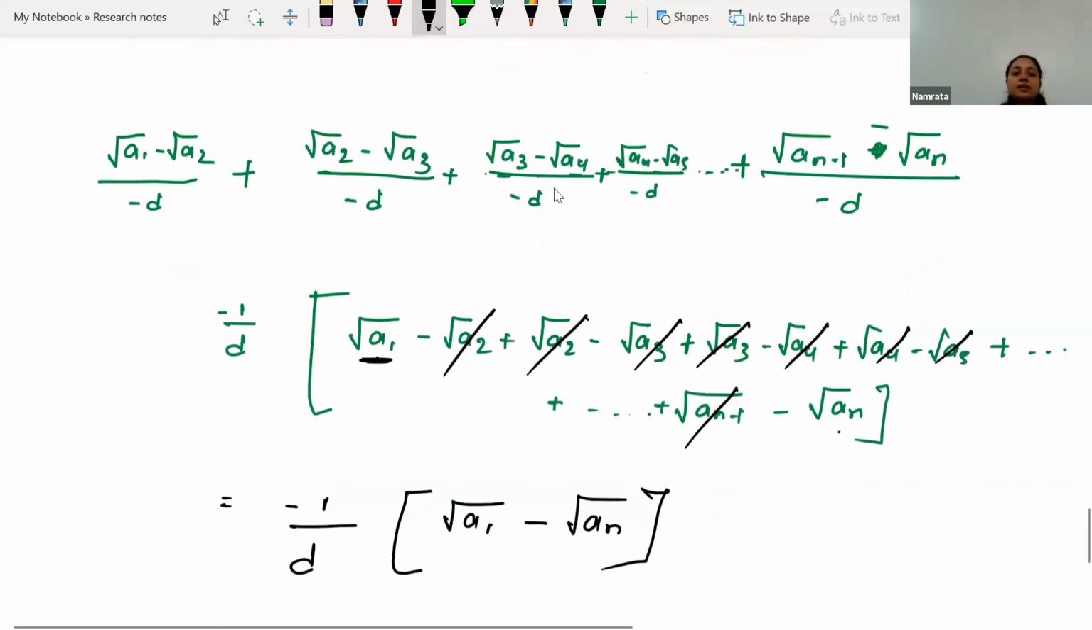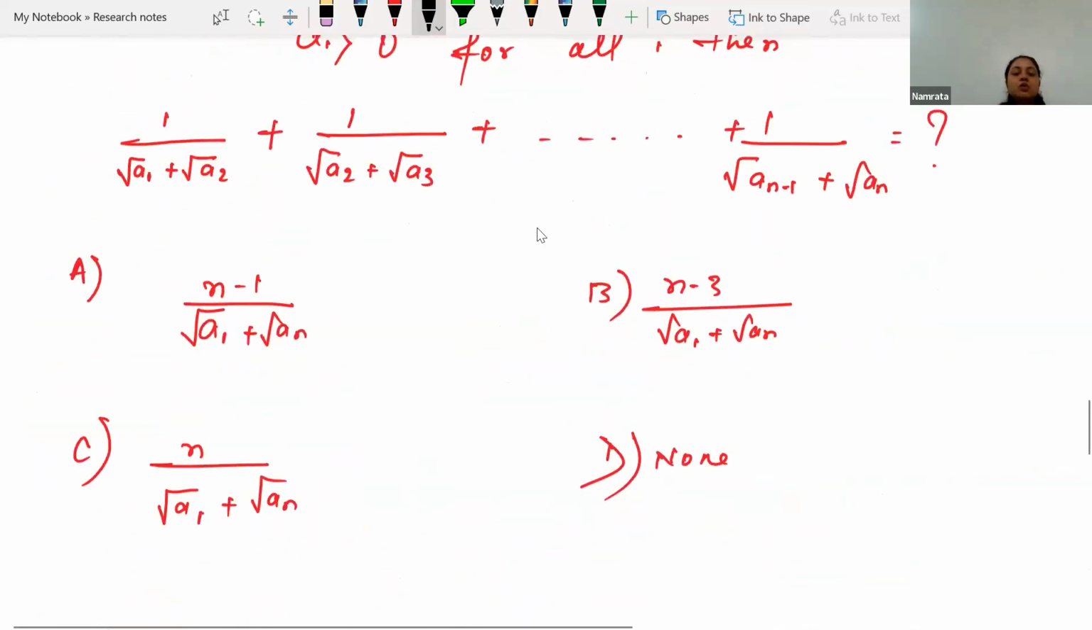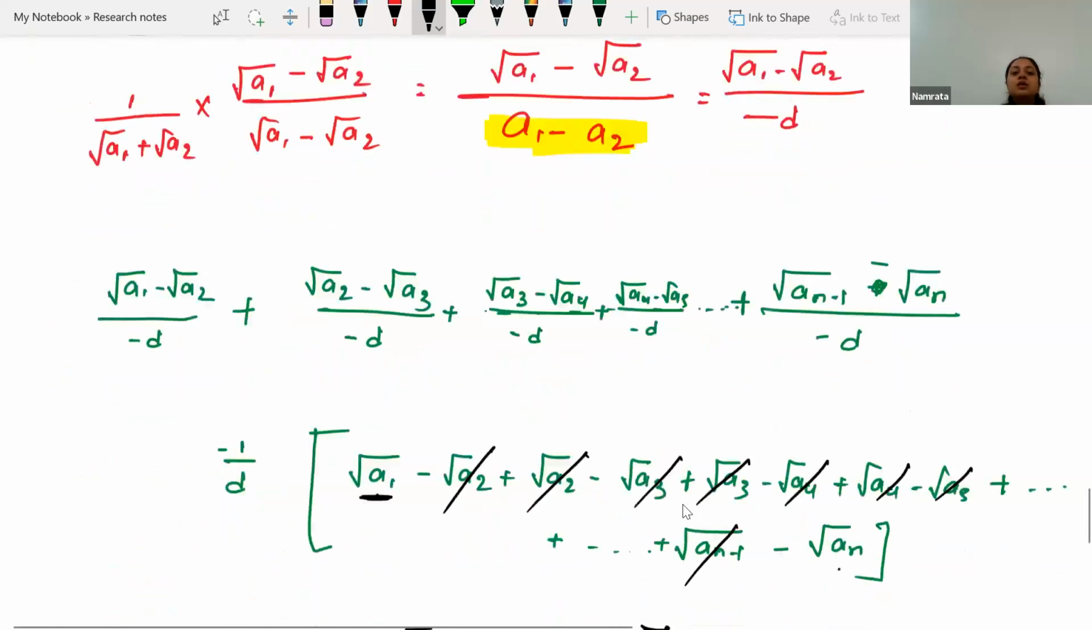Is there any option like this? Let's check. No. Can you see option number 1, option number 2, option number 3, option number 4? It doesn't look like whatever we have got. Yes, ma'am. Still we need to work on that.